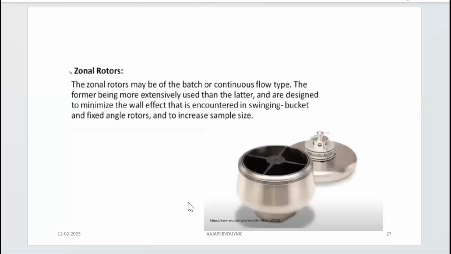Batch type, if you talk, they are about 300 cubic centimeter to 2000 cubic centimeter capacity. And of course, they can be used with gradient materials also. The gradient material is going to be filled in the entire enclosed space, and you can run it. In short, the zonal rotors are going to minimize the wall effect, so efficiency is good. They can work in batch mode or continuous flow type. They can be high speed, low speed or average speed rotors. In low speed batch rotors, it can be up to 5,000 revolutions per minute. High speed batch zonal rotors can work at 60,000 revolutions per minute.